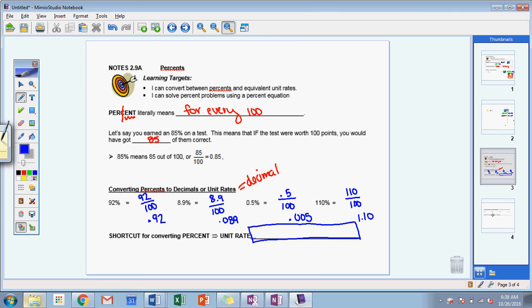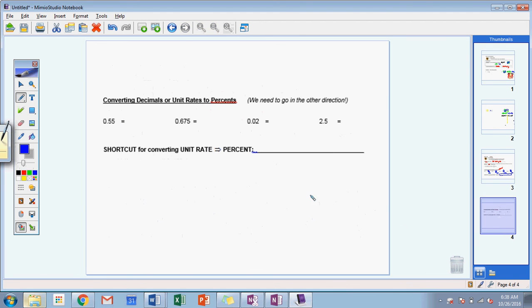Okay, so let's talk about the other direction. If I want to convert decimals to percents, now we're given these unit rates and we need to go the other direction. When we were converting percents to decimals, we were dividing. But this time we're going to be multiplying because it's the opposite. So we want to multiply all these things by 100, and that's going to give us the percent.